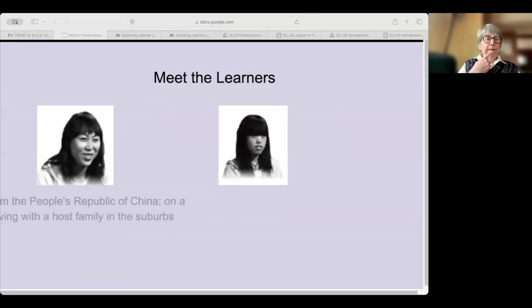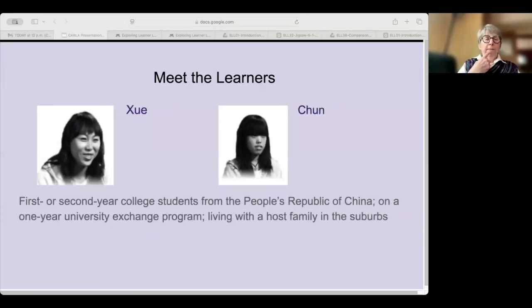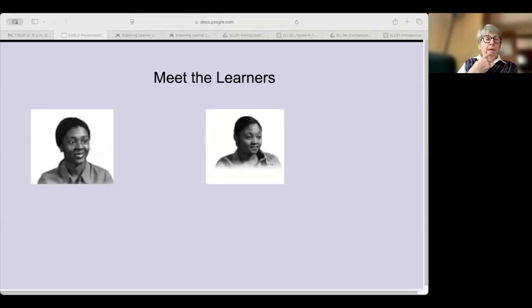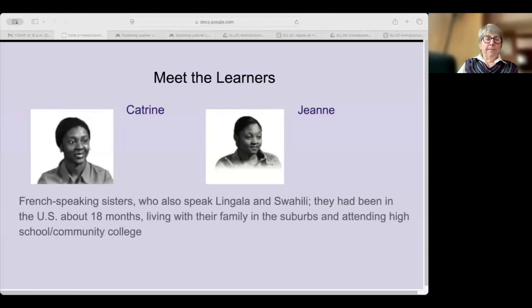Next, 2 learners from the People's Republic of China, 1st and 2nd year students on a 1-year exchange program. They were living with a host family in the suburbs. Next, we have Jean and Catherine from Francophone Africa. They also spoke Lingala and Swahili. They'd been in the US about 18 months, living with their families in the suburbs and attending either high school or community college.